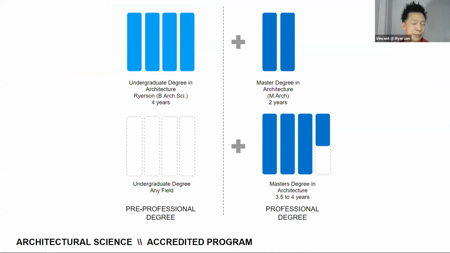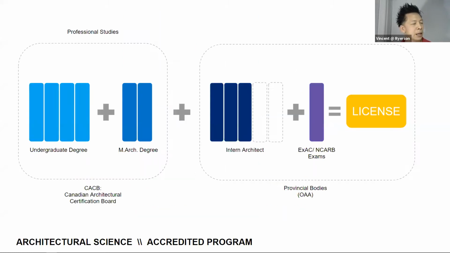Whereas other institutions, they might not necessarily offer a similar degree, and they might have you do a master's that's about 3.5 to 4 years long. That of course is really important because you got to keep in mind that once you complete your undergraduate degree in architecture or architectural science, you don't necessarily have the ability to call yourself an architect.